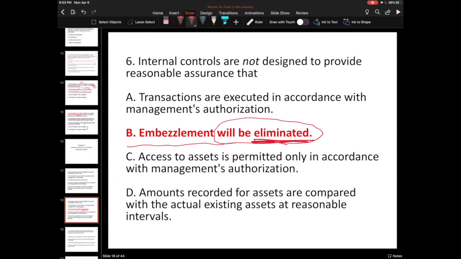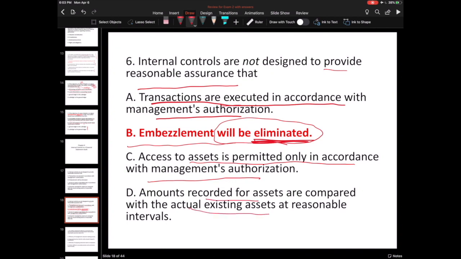So the wording is way too strong here, whereas the rest are saying they provide reasonable assurance that transactions are being executed with management's authorization, that access to assets is permitted only in accordance with authorization. So these are both focused on authorization. And this is sort of saying, hey, they do reconciliations in a timely manner. So these are all kind of reasonable sounding. This is kind of unreasonable sounding.